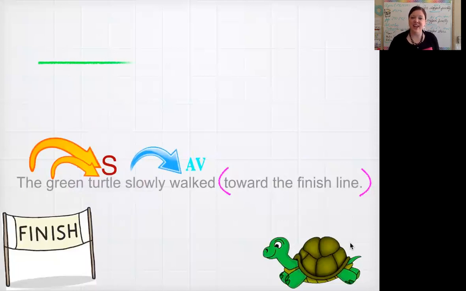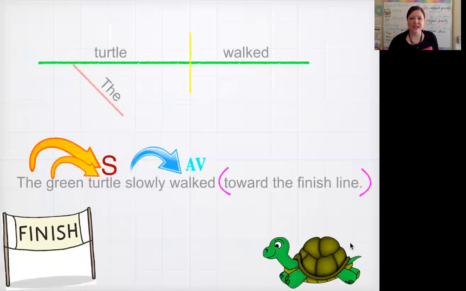Now, watch how this is diagrammed. We always start the same way. Draw a line, cut it in half. Subject on the left, verb on the right. We're going to diagram our adjectives. The goes there. Green goes next. Now it's time for us to diagram the adverb. How did this turtle walk? Slowly. So let's draw a diagonal line underneath walked, and then we're going to write slowly right on top.